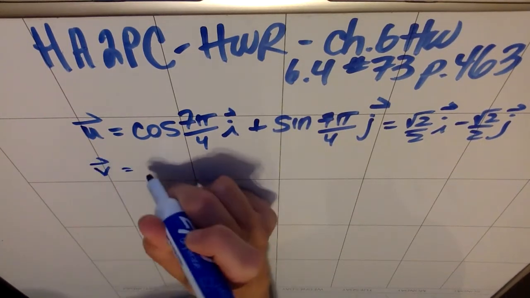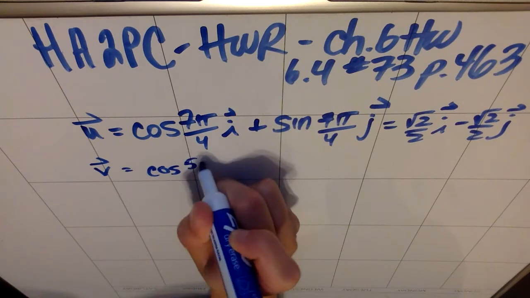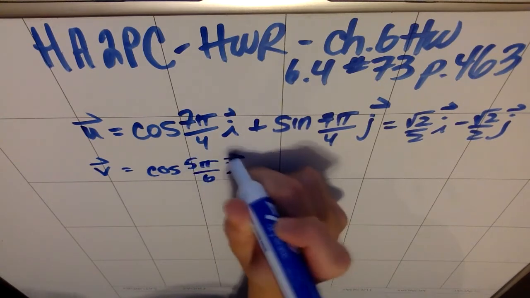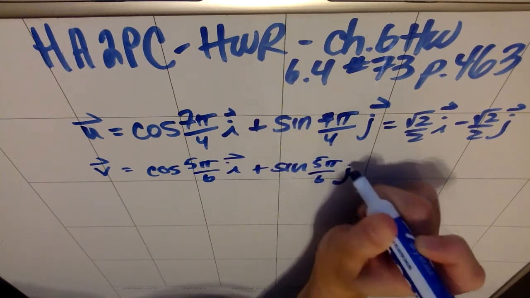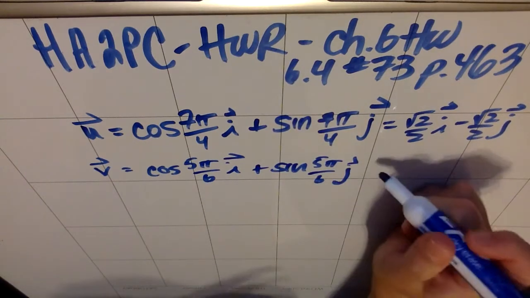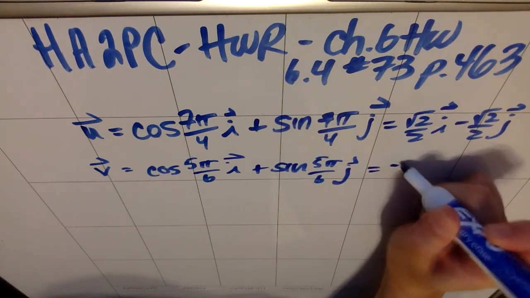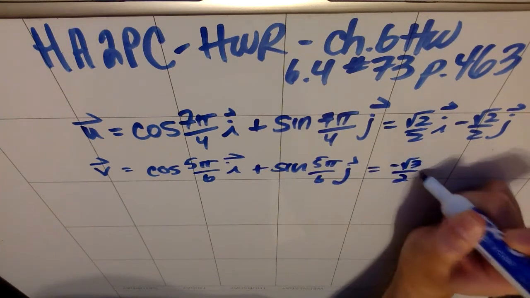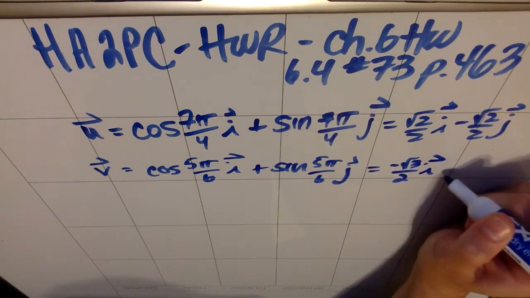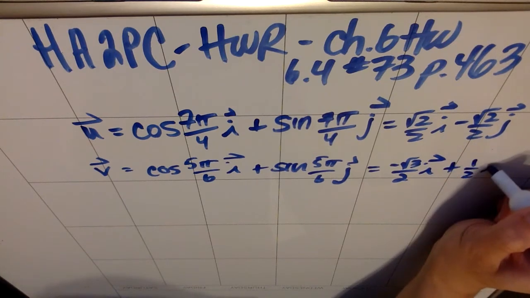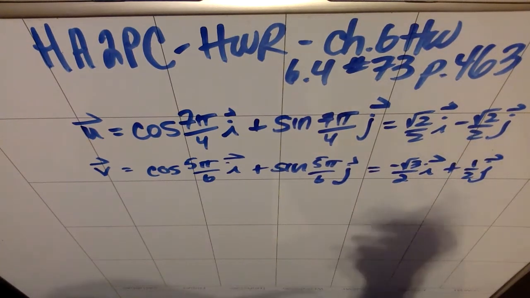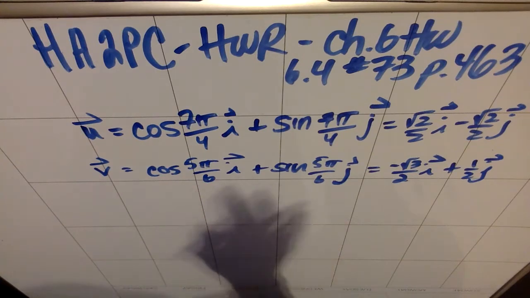Vector v that we're given is the cosine of 5 pi over 6 i plus the sine of 5 pi over 6 j. Again, you could rewrite this as the mathematical equivalent, which would be negative root 3 over 2 i plus 1/2 j, and that's totally fine, but it doesn't help you. Here, this is the easier form, and here's the reason.